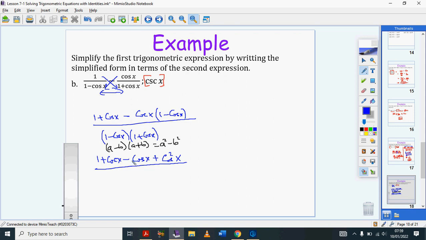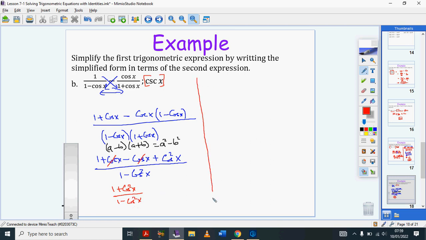So that's what I'm going to use. I know that at the bottom, I'm going to end up with 1 minus cosine squared x. So then I start simplifying. The top becomes, I see 1 positive cosine, negative cosine, these two cross out. So I'm left with 1 plus cosine squared x divided by 1 minus cosine squared x.